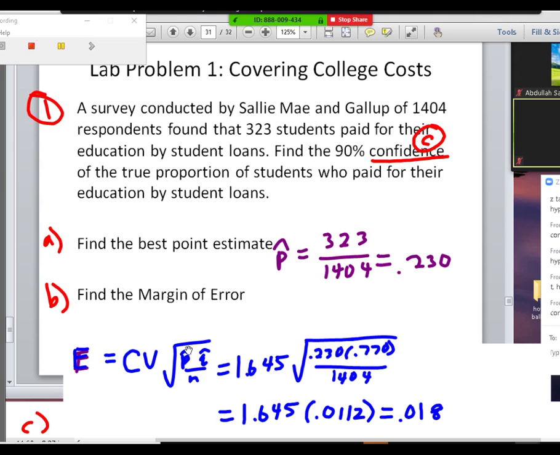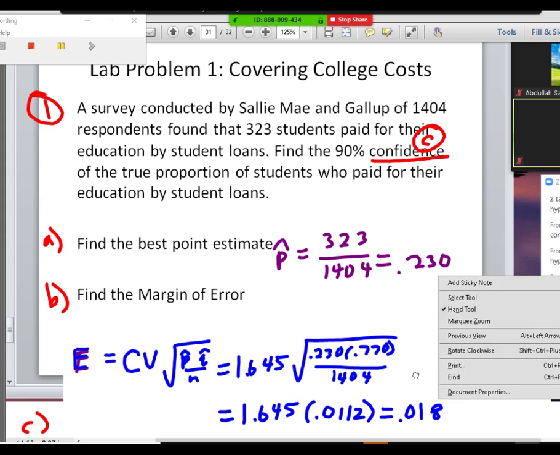And then multiply by square root of p hat q hat. If you don't want to, you don't have to write the zeros here since they're at the end, but if it was 0.231, you need to write 0.231. You guys see what I'm saying? And so my q hat would be 1 minus p hat. So 0.230 times 0.770 over n, 1,404. Square root that, and you get 0.0112 multiplied by my critical value, 1.645, and I get my margin of error, 0.018.